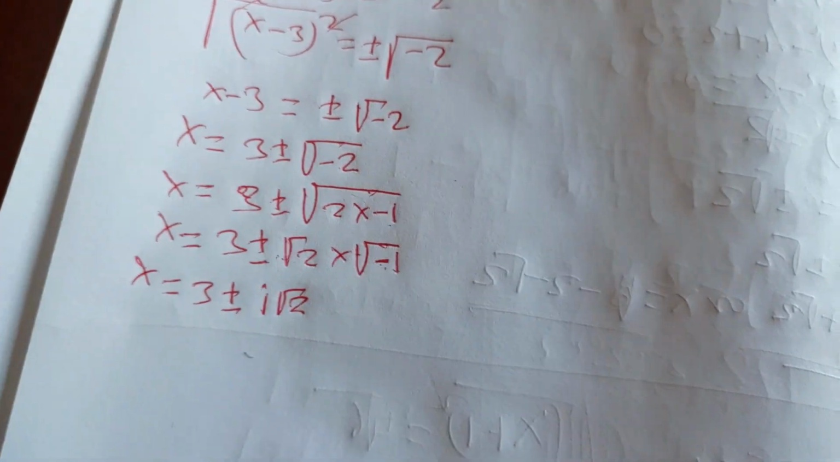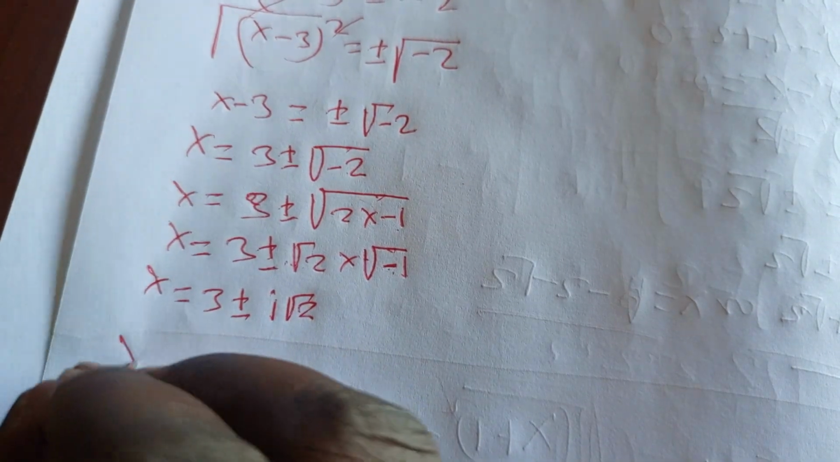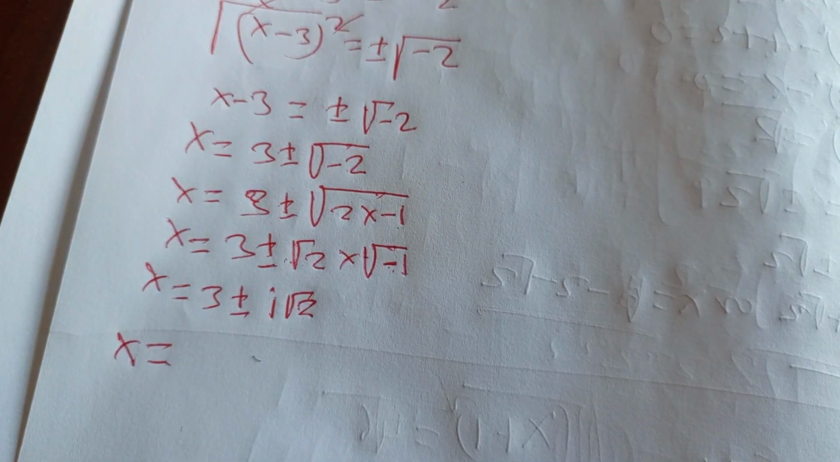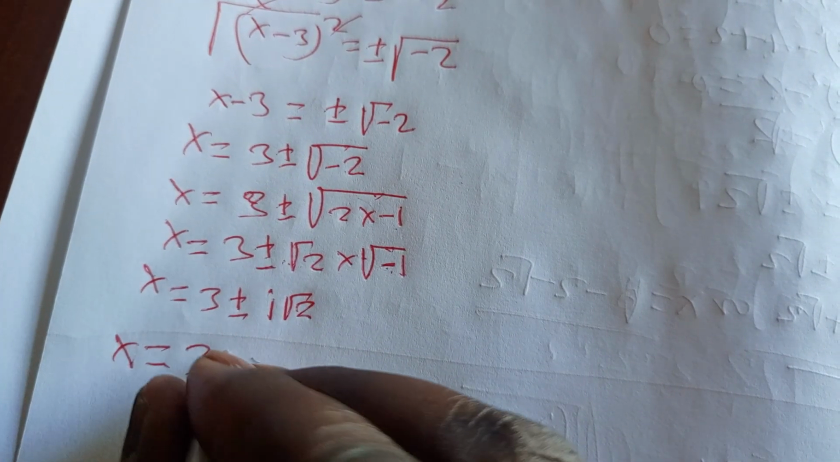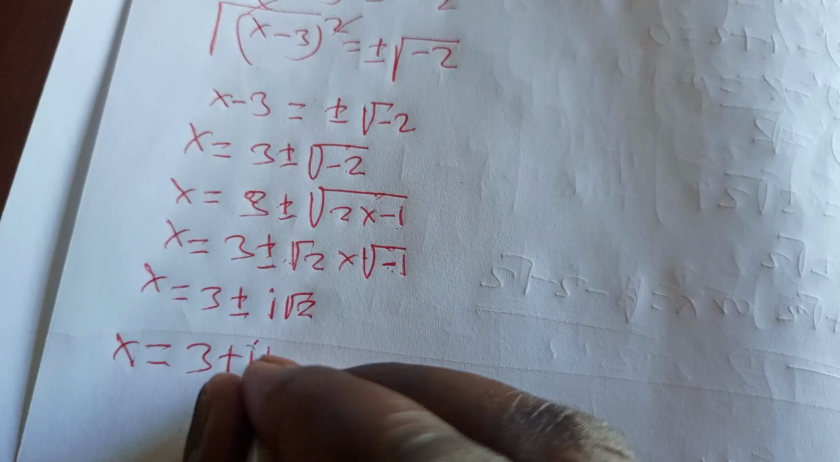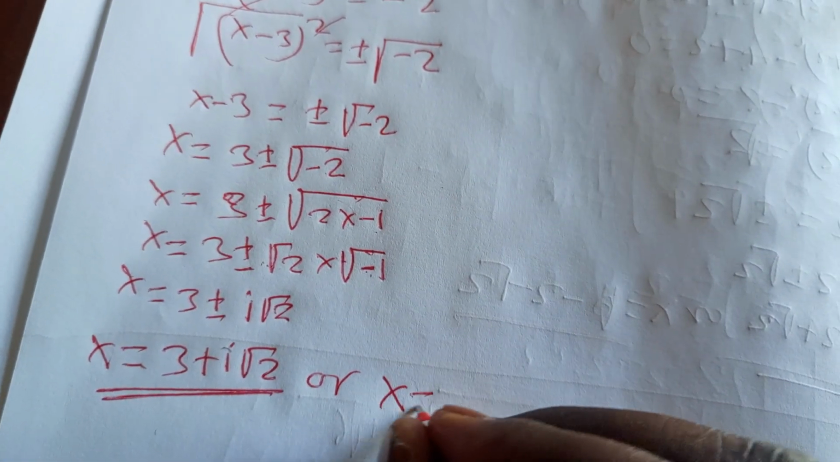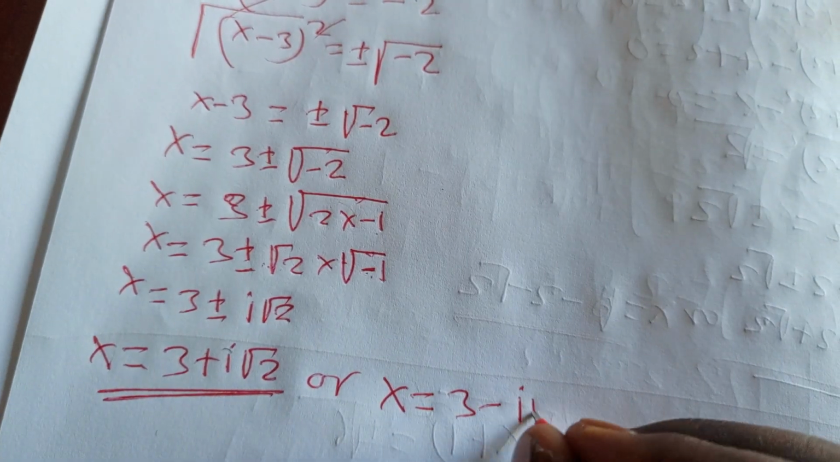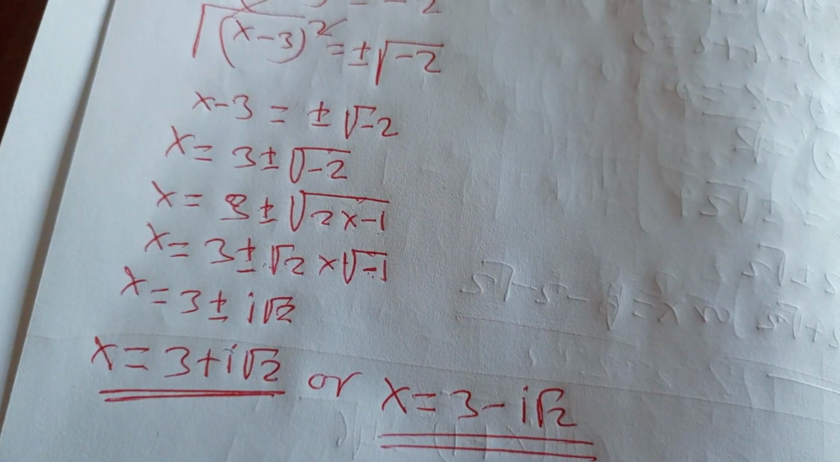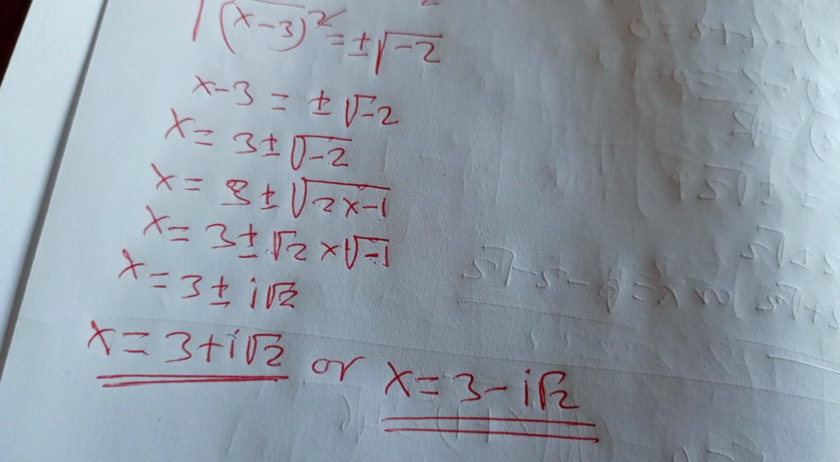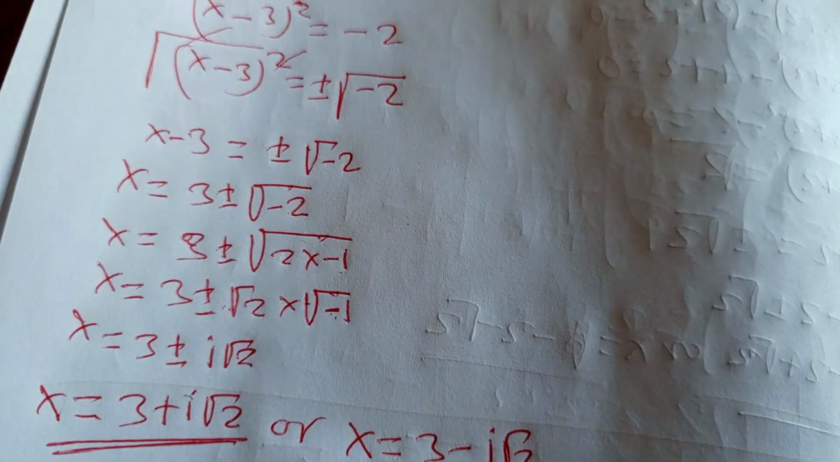Okay, this is nice, eh? So now my answer will be x is equal to 3 plus i root of 2, or x is equal to 3 minus i root of 2, like this. So these will be my final answers for this question. Hope it's very much clear.